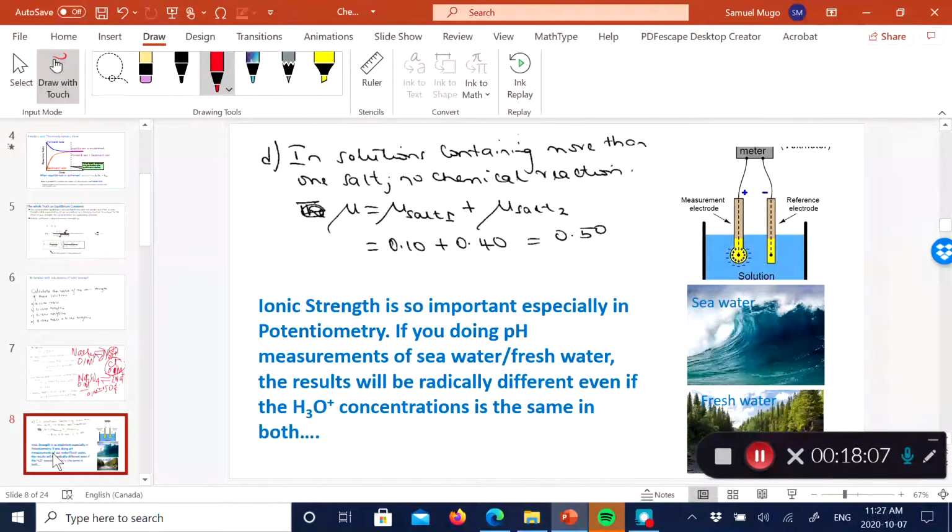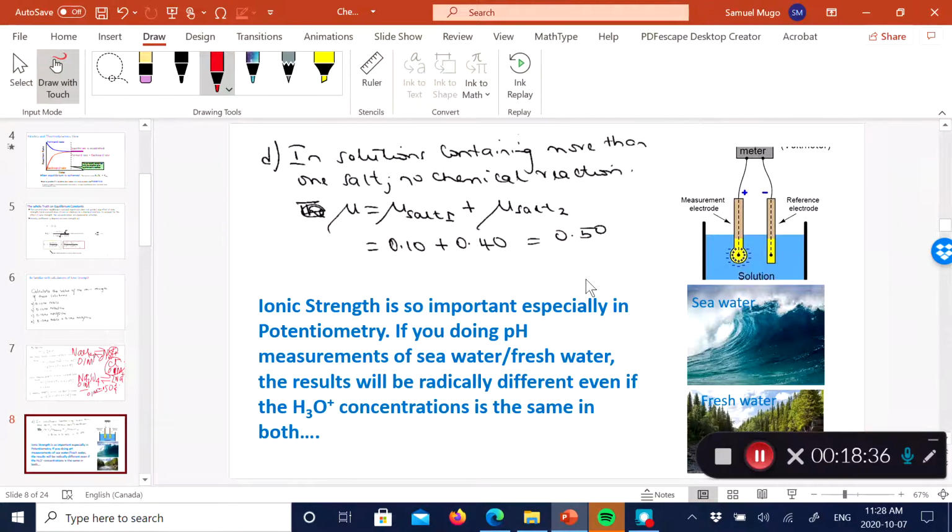Now lastly, if you have 2 salts and you are dissolving them and mixing those 2 solutions together, like salt 1, which was sodium chloride, and the other salt, magnesium sulfate, all you need to do is add up the ionic strengths, the 0.1 ionic strength and the 0.4 ionic strength for magnesium sulfate, to get 0.5.